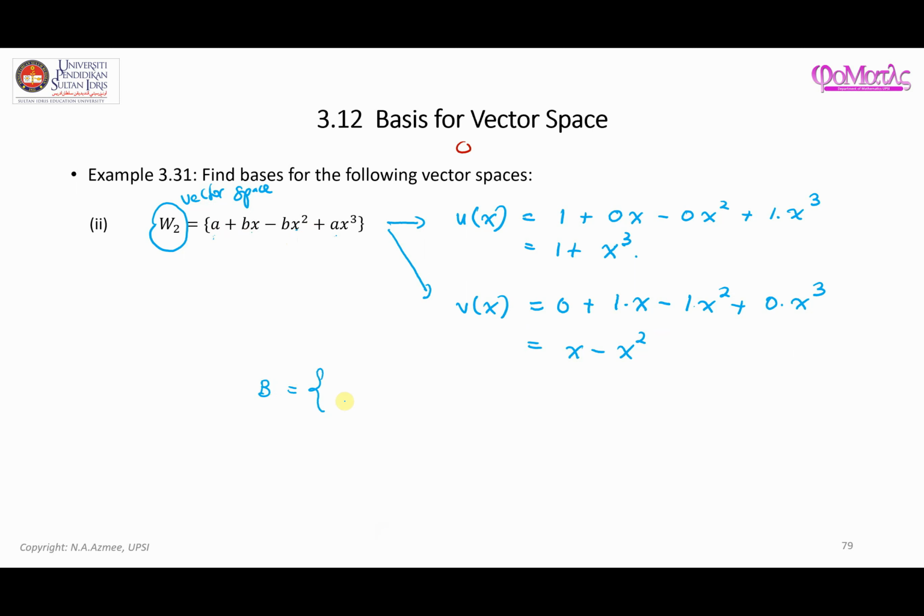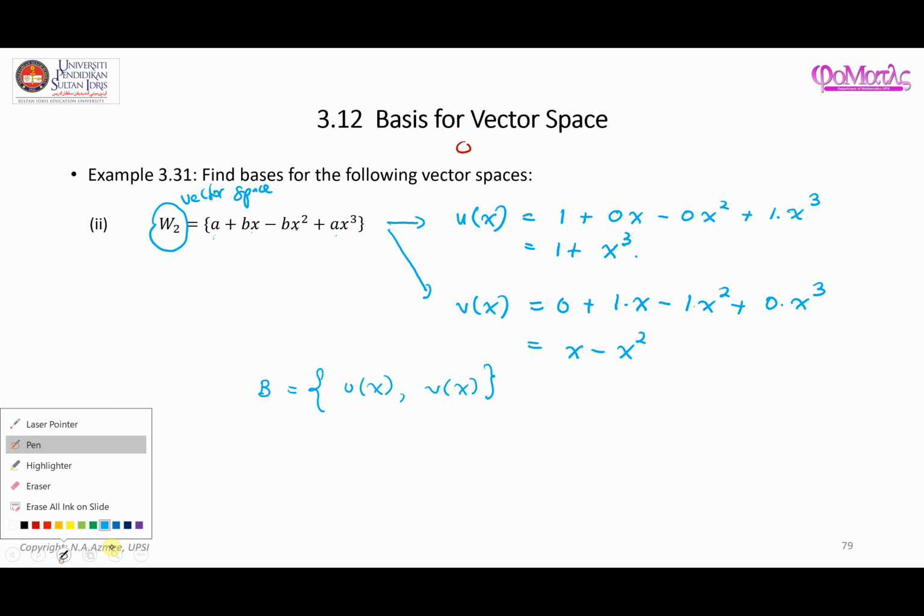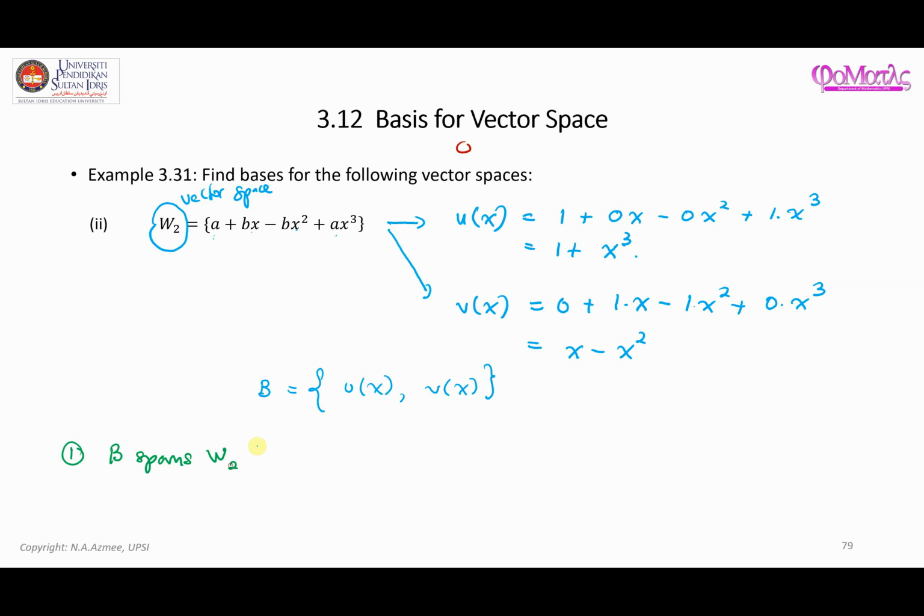So B here consists of ux and vx, and I'm going to try and demonstrate that B here is the basis of this vector space. Okay, the first thing that we need to do is show that B spans W2.